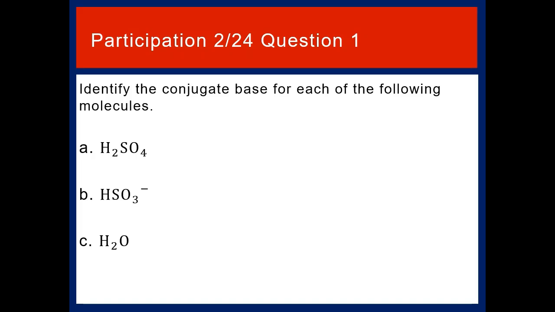Participation 224, question 1. Identify the conjugate base for each of the following molecules: A, H2SO4; B, HSO3−; and C, H2O. This is the first question on participation 224, due Tuesday, February 24th at 11:59 p.m. over on Blackboard. The link to the assignment is right below the document where these videos are posted. Again, identify the conjugate base for each of the following molecules: A, sulfuric acid; B, hydrogen sulfite; and C, water.